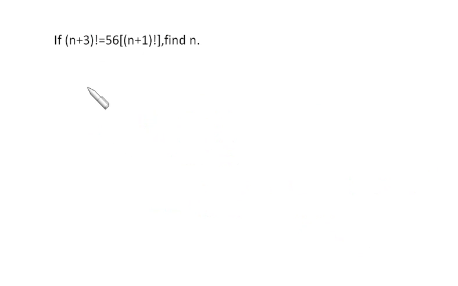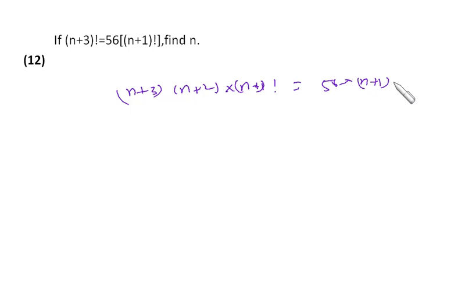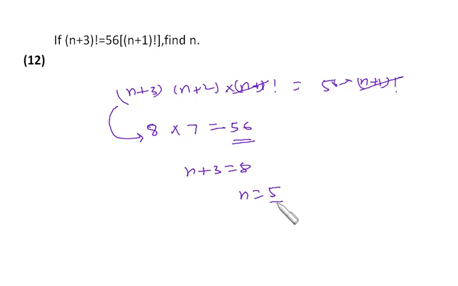Now similarly, quickly, let's calculate this. We have to calculate the value of n further. So (n plus 3) factorial will be what? (n plus 3) into (n plus 2) into (n plus 1) factorial is equal to 56 into (n plus 1) factorial. So it's cancelled. Further we have two consecutive numbers and their product is 56. So it's 8 into 7 is 56, right? That means n plus 3 is 8. So n is equal to 5, right? So I hope you are clear about the concept of factorial.